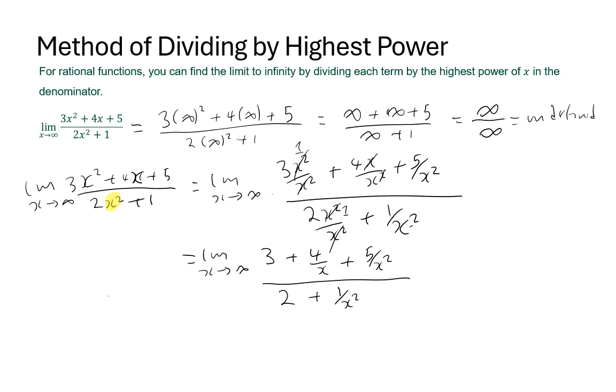Now we want to compute this limit as x tends to infinity. The first one is just a constant, so it will be 3. Here 4 divided by infinity, a very large number, will be 0. Plus 5 divided by infinity is also 0, over 2 plus 1 over infinity squared, which is 1 divided by a very large number, so 0. So we're left with 3 plus 0 plus 0 is 3, 2 plus 0 is 2. So our limit is 3 over 2.